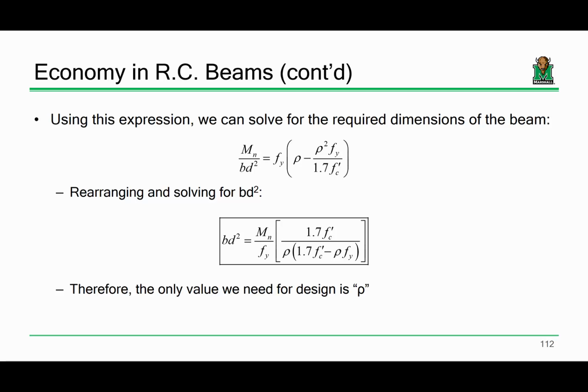BD squared is essentially a measure of how big the beam is. So that box is telling us that, you want to know how big the beam is? Here you go. Mn over Fy times what's going on in that series of brackets.